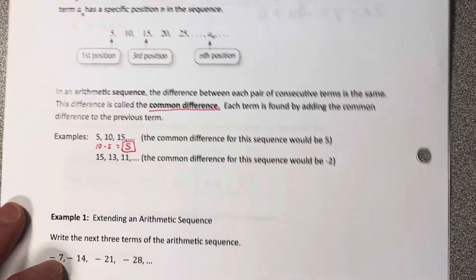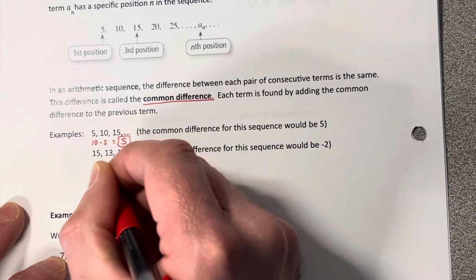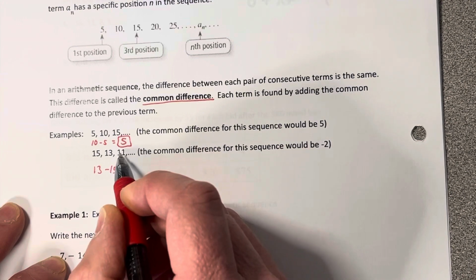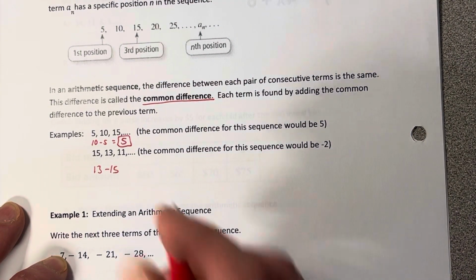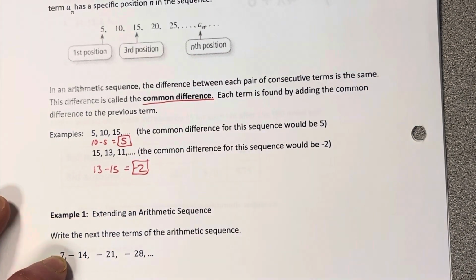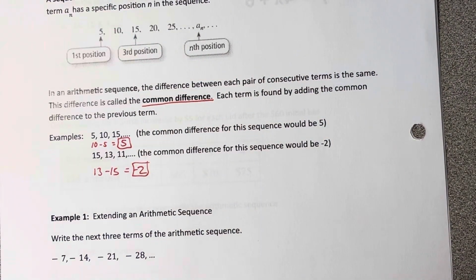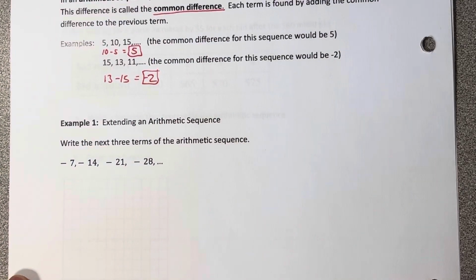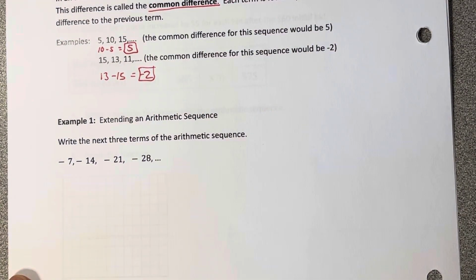All right, so on this one, it would be 13 minus 15. I could have done 11 minus 13. Either one's fine. But I get negative 2. And with a common difference of negative 2, that means I'm adding negative 2 each time, or I'm subtracting 2 each time.